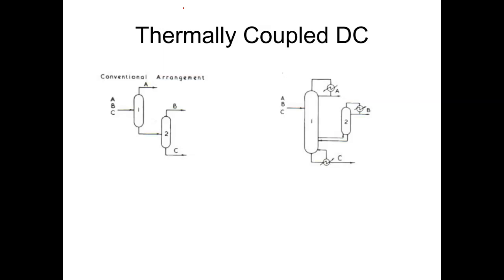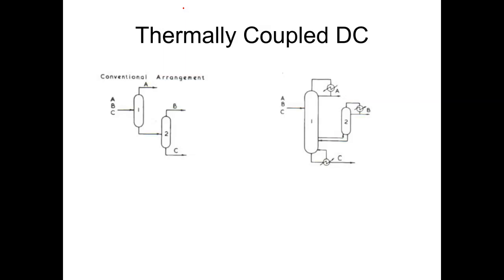What happens on the right hand side is that we feed ABC to column 1, and the column 1 design would change slightly, in fact majorly. A side fraction will be taken out and sent to column number 2, and it will exchange energy with the contents of column 2, and then partially it will come back. So column 2 will work as a kind of intermediate energy exchange equipment, and thereby it will also exchange mass.